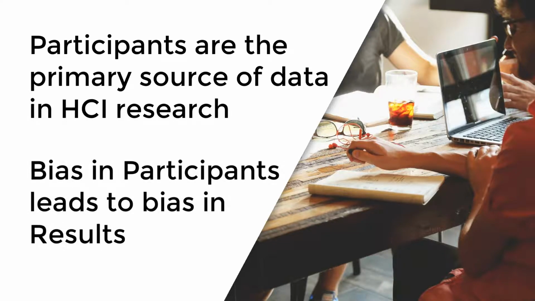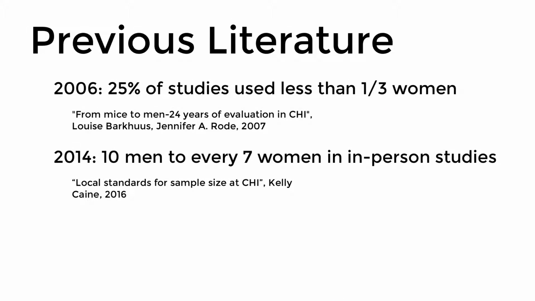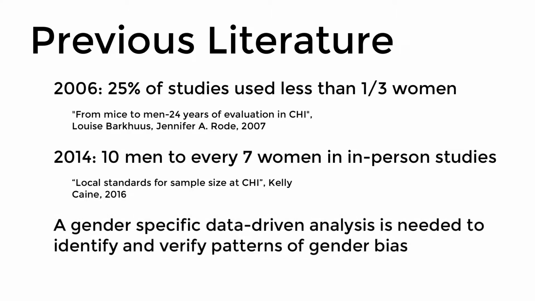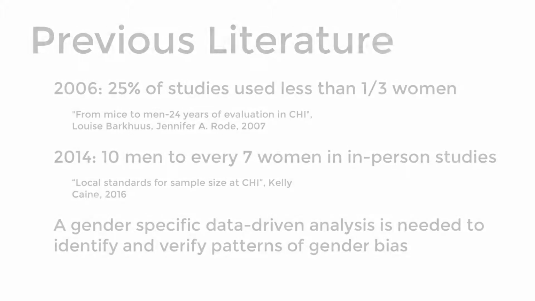Gender bias in these participants can lead to theories, systems, and design guidelines that marginalize or harm underrepresented individuals. Previous surveys of HCI research participants have shown a gender disparity in the HCI participant samples. As these studies focused on evaluation methods and sample sizes rather than gender, further data is needed for a gender-specific, data-driven analysis to verify the extent of these patterns of bias.